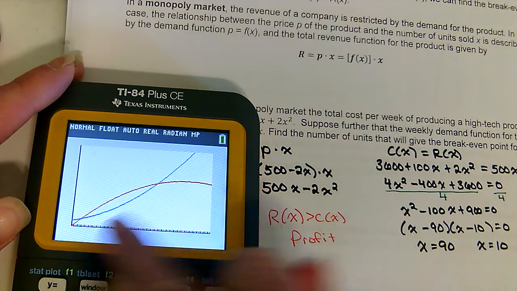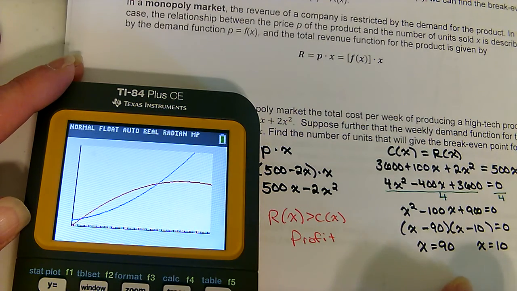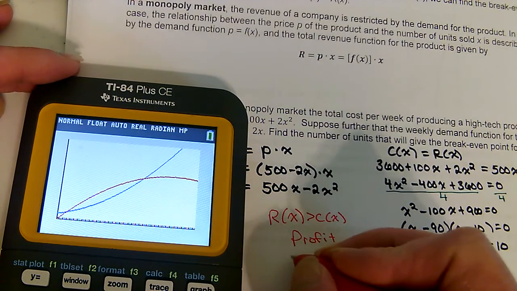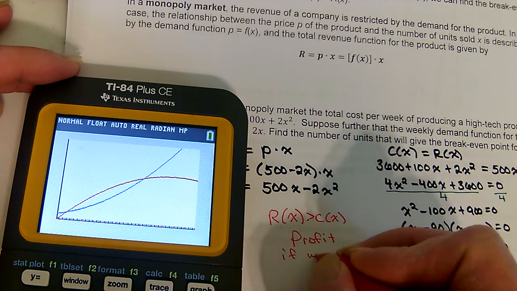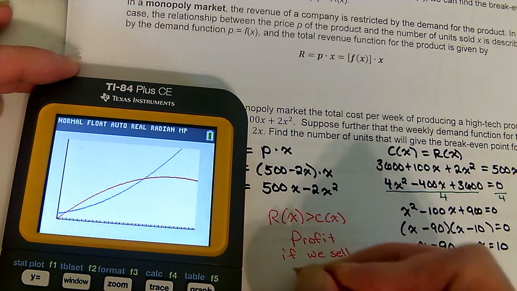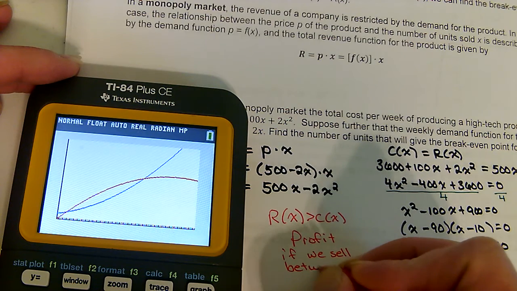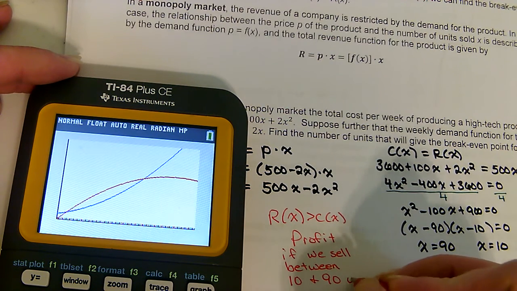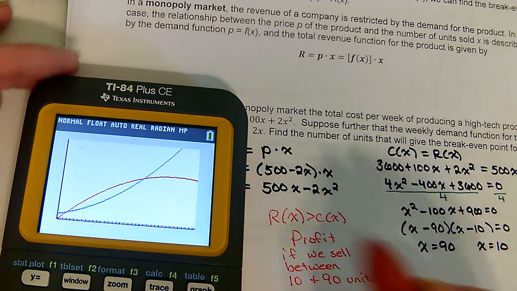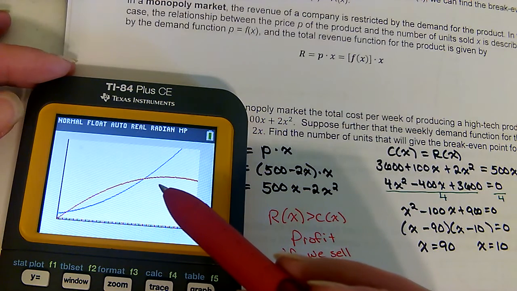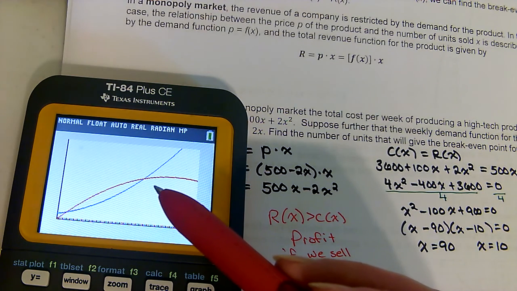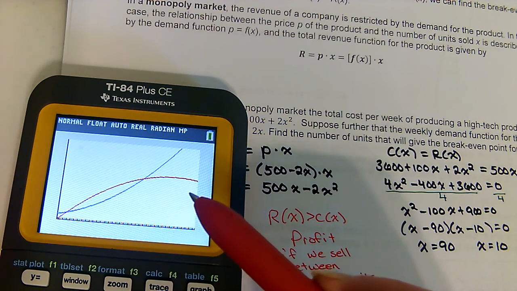So remember that these are where they're crossing at 10 and 90. So we are going to have a profit if we sell between 10 and 90 units. And it's weird because if we actually sell more than 90 units, the price is going down, so we actually start losing money.